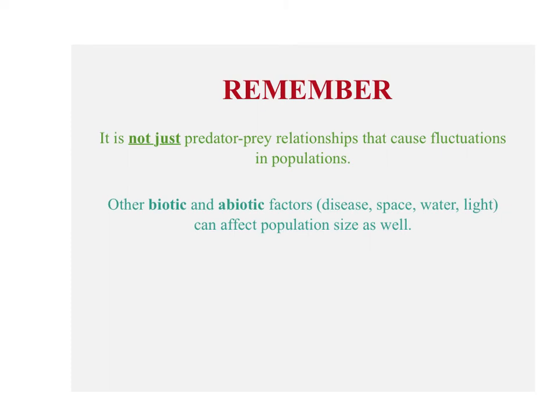Now, it is important to remember that it's not just predator-prey relationships that cause these fluctuations. There's definitely other factors. So all of those abiotic factors that we looked at last time, but also things like disease and things like hunting and poaching and stuff like that as well are going to massively influence population size.